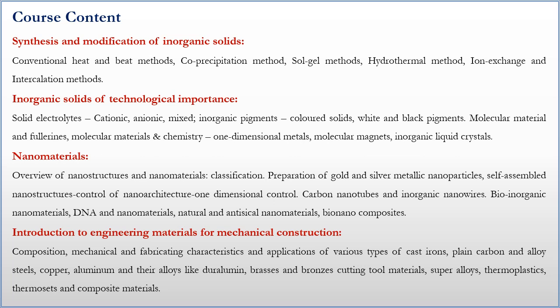The second unit will make use of the understanding built in the first unit about inorganic solids, and then we'll look into the application of these solids as solid electrolytes of all types, like cationic, anionic, and mixed solid electrolytes. We'll also discuss what are inorganic pigments, how these are different from the dyes which are of organic nature. We'll be focusing on a few colored inorganic pigments, and more emphasis will be given to white and black pigments, the types of inorganic material which are used as the white and black pigments.